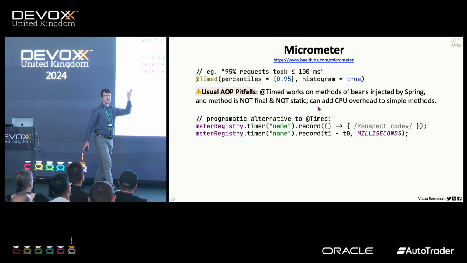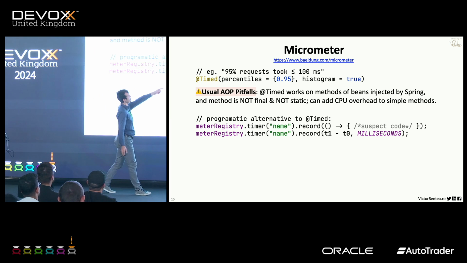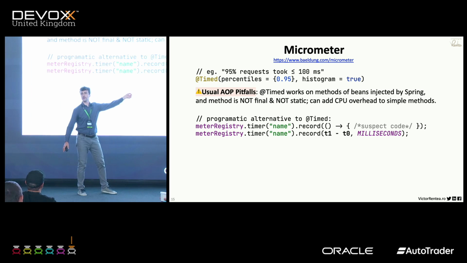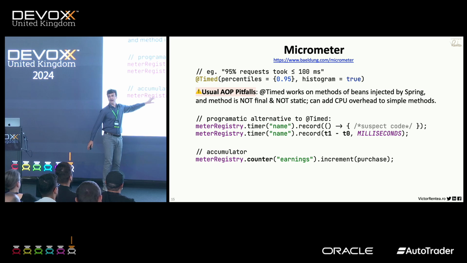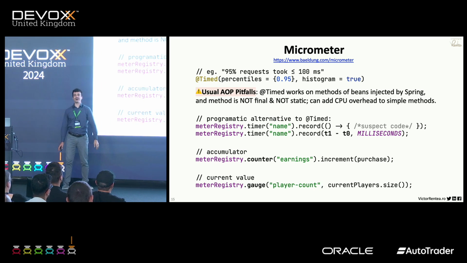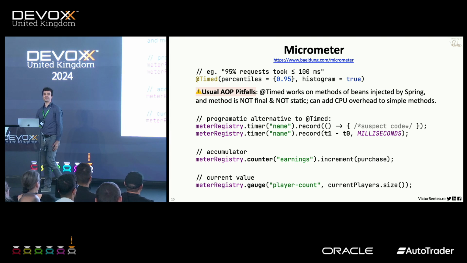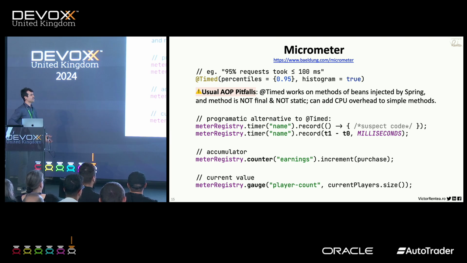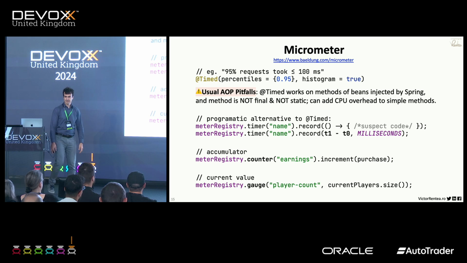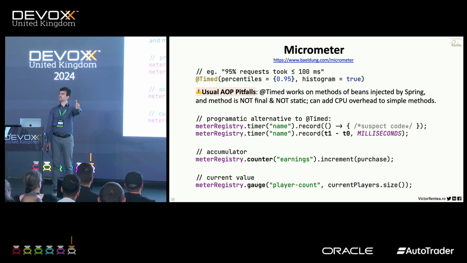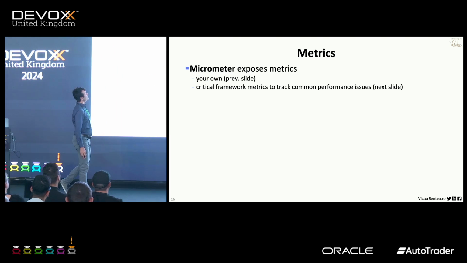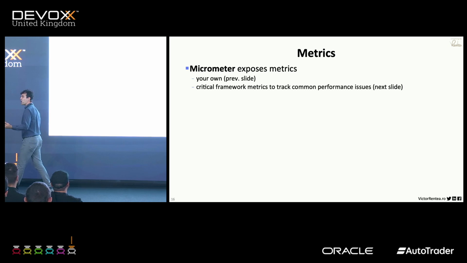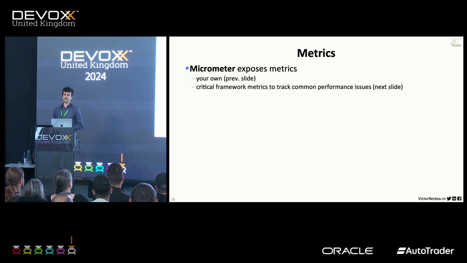So if you want to avoid the magic, you can do timer record, shovel the lambda in there, or report the time. You can count how much money you earned that day, and you can keep track of how many players are currently playing the game. These are the basic things you can do with Micrometer. Make sense here? All good?